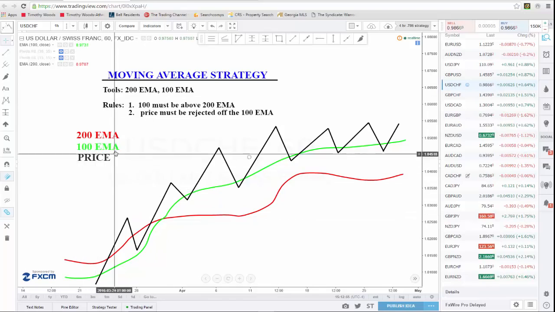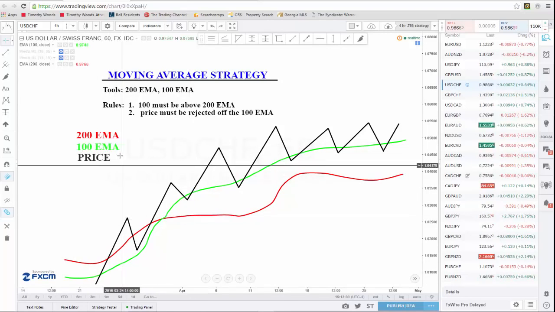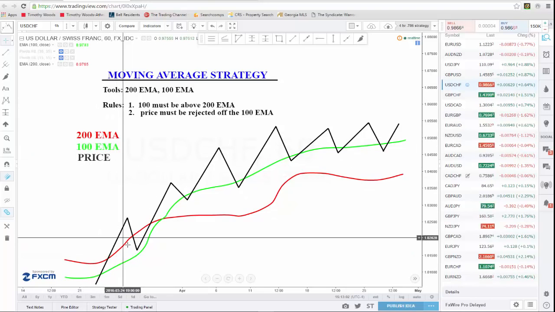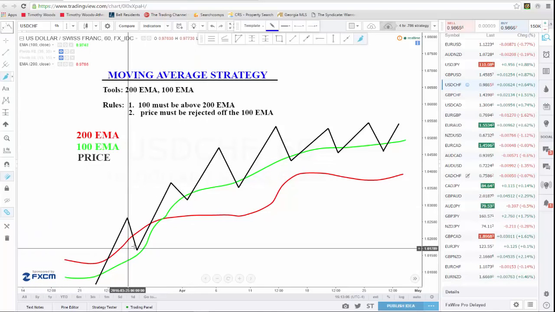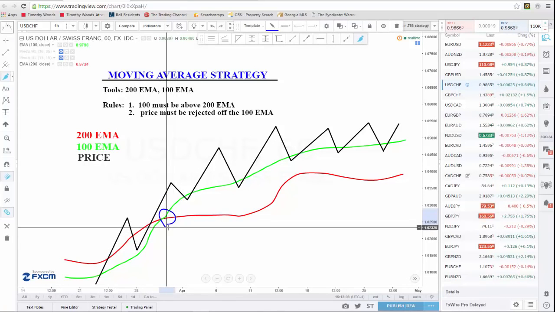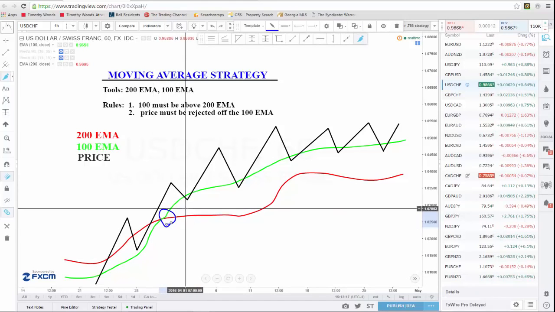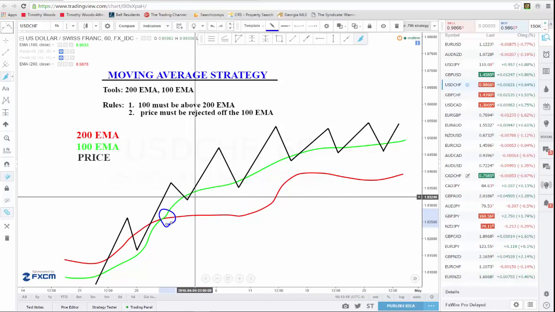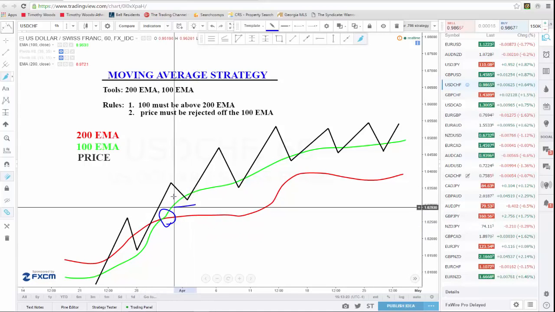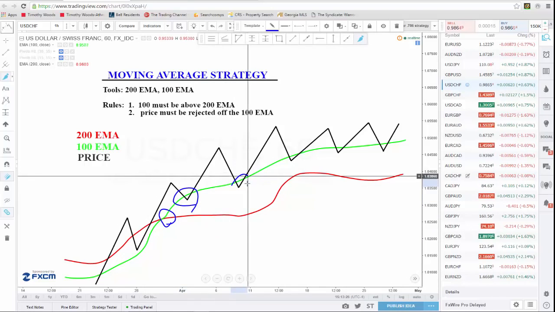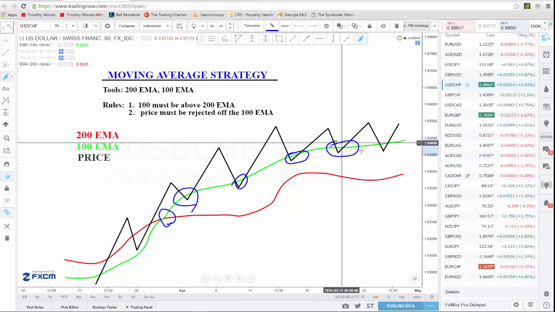So what we're really waiting on, our green line here is labeled as our 100 EMA, our red line is going to be our 200 EMA, and black is going to be price action. So what we're waiting on is the green to go above red. We get that here. Now what we would be doing is entering a position every time the market is rejected off of the 100 EMA, which is our green line. So that would be right here would be an entry, right here would be an entry, right here would be an entry, here and here.